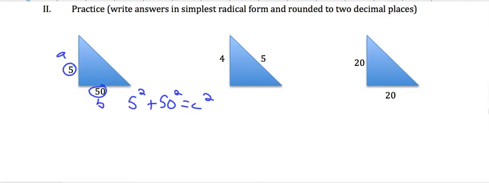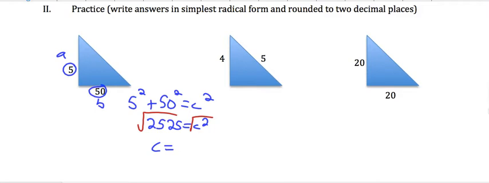Okay, now I can just pull out a calculator and do 5 squared plus 50 squared. And that gets me 2,525 equals c squared. And we already know how to do this, but the way to get rid of a square is with a square root. Okay, so you don't have to use the Pythagorean theorem here. You can just take the square root of both sides. And we get c equals... Now, there's a couple ways that we could write our answer.